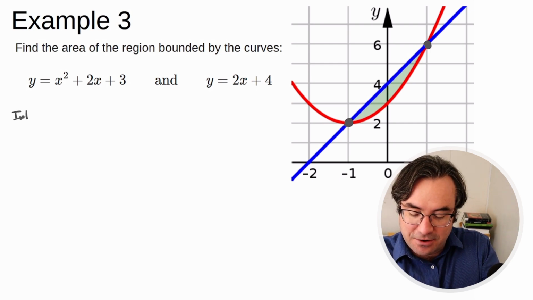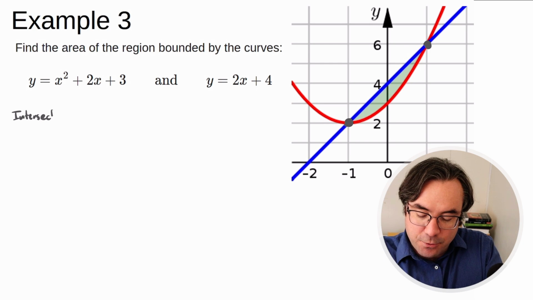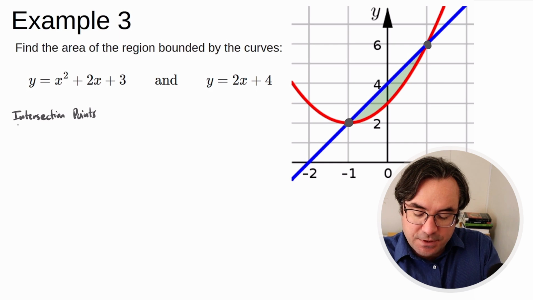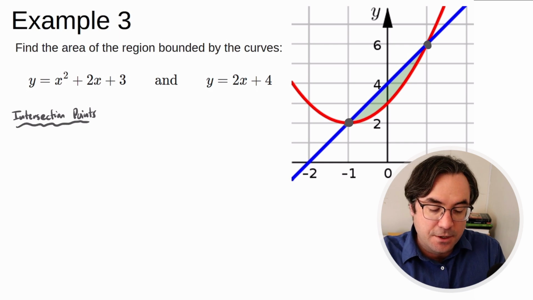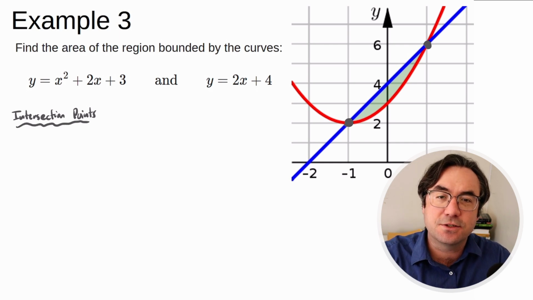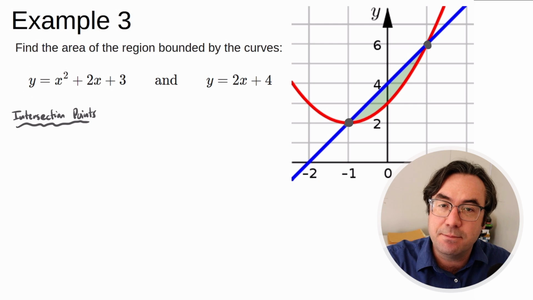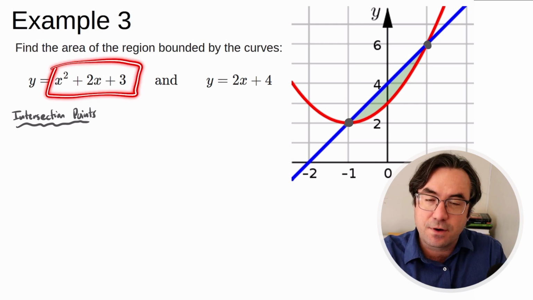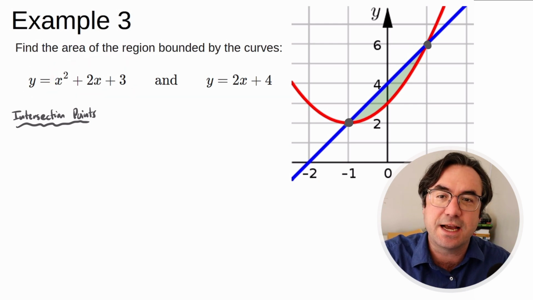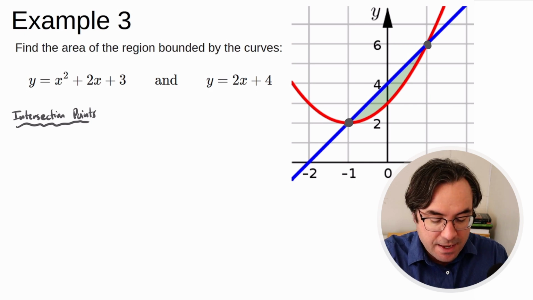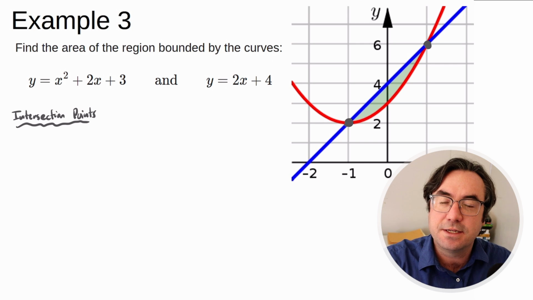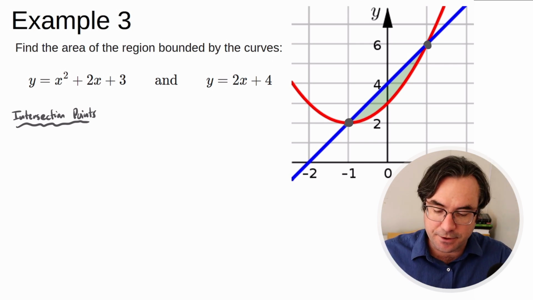All right, so let's get our intersection points here. And how do we do this? Well, we take our two equations and we set them equal to each other. So we know that our two curves intersect. If they intersect, that means both of these y values must be the same. So we can take the y value from the first function, which is x squared plus 2x plus 3, and the y value from the second one, 2x plus 4, and set them equal to each other.